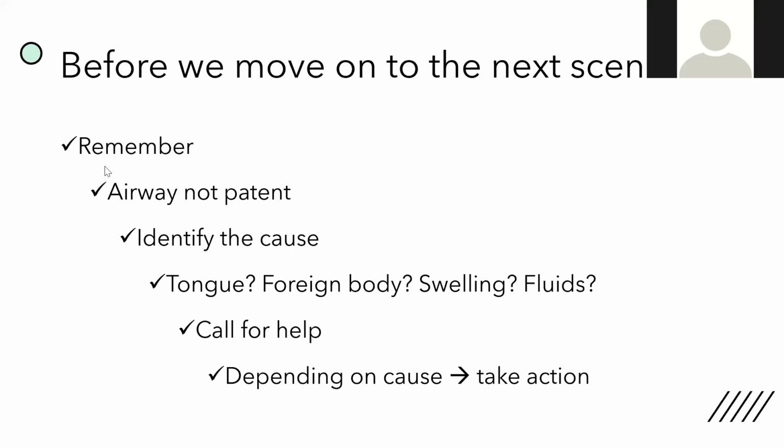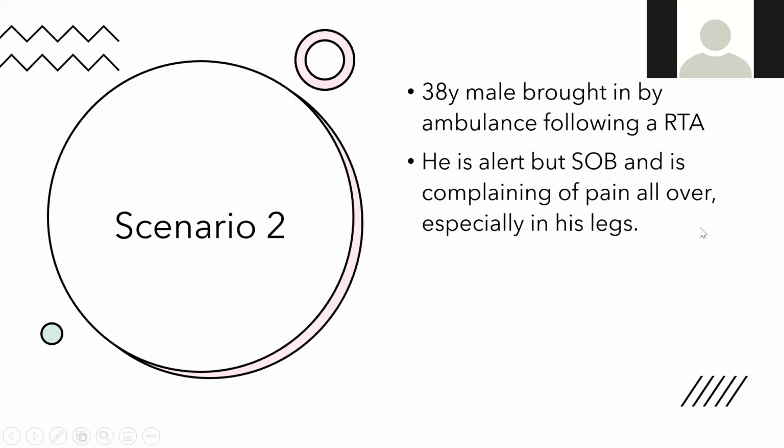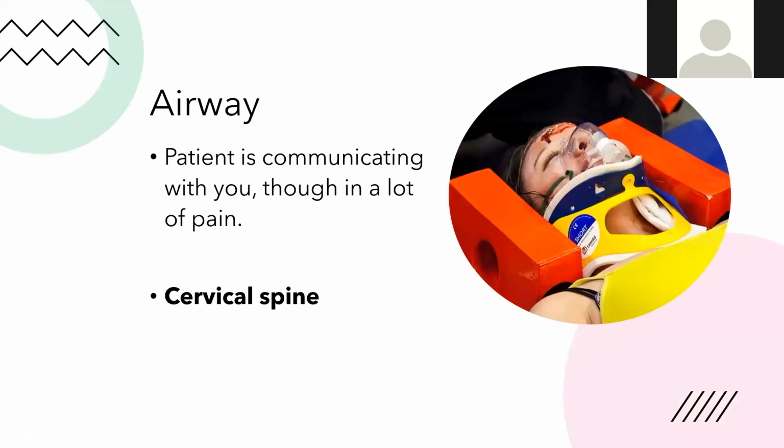Okay, so moving on to the next scenario. We have a 38-year-old male who is brought in by ambulance to the A&E following a road traffic accident. He is alert, but short of breath and is complaining of pain all over his body, especially in his legs. So you start with assessing his airway. The patient is communicating with you, but he is in a lot of pain, so we can say that the airway is patent.